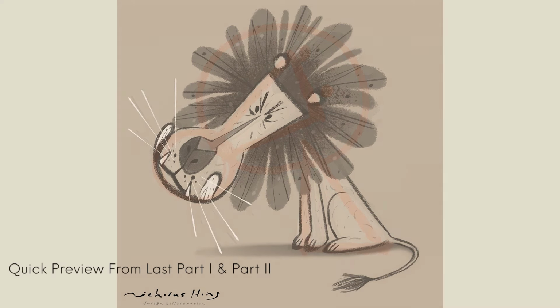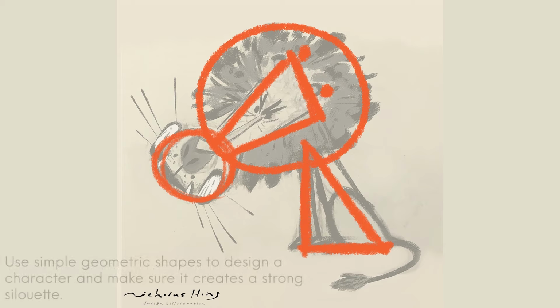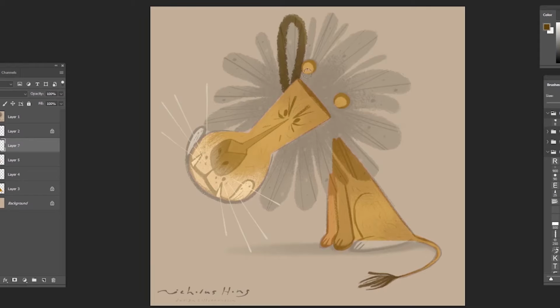This is gonna be the last part of this character design and color video. So here I'm quickly showing you the preview of part 1 and part 2 for those of you who haven't watched them. In part 1, I used simple geometric shapes to design this lion character, and then I also jumped into color. I also showed how I block the color and come up with a rough base color. In part 2, you'll see me painting details and how I treat the textures as well.